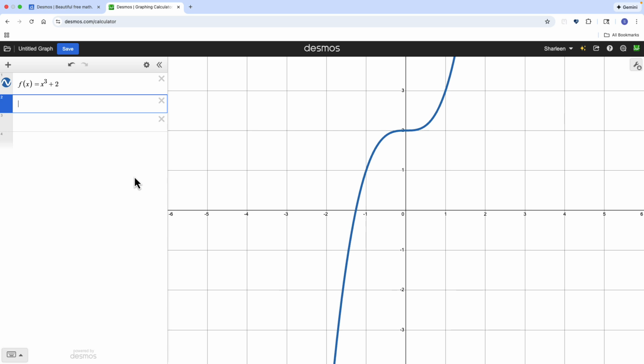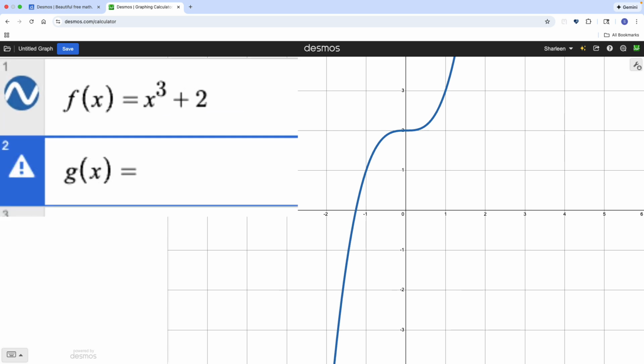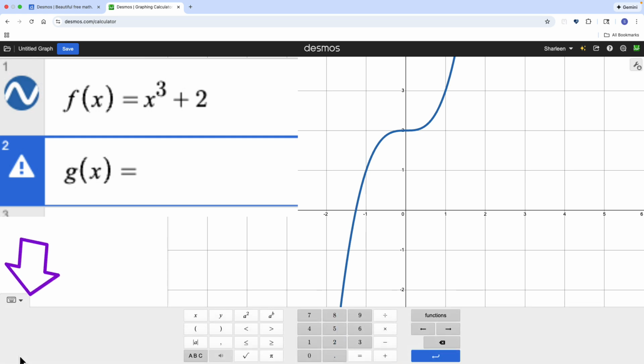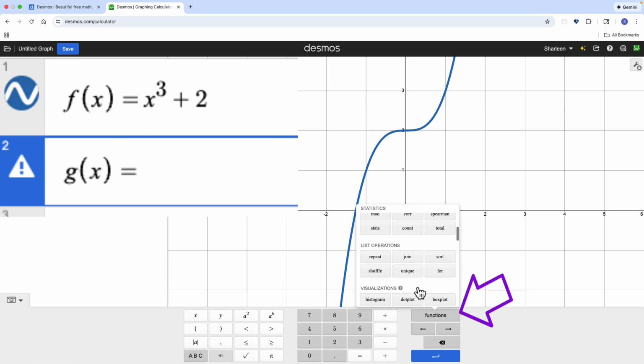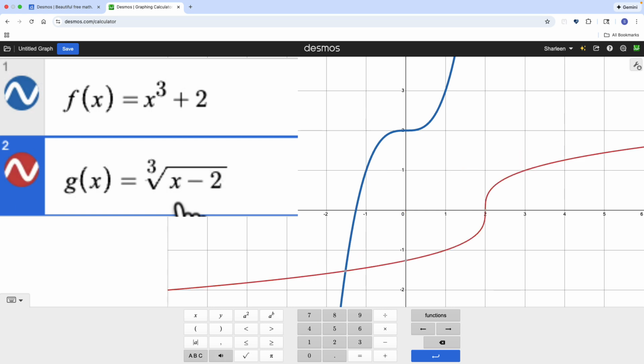Let's go over to the left-hand side and add our inverse function. Unfortunately, Desmos doesn't like me to call it f inverse of x, so I'll just call the inverse function g of x. If you need to type a cube root or any type of root into the Desmos graphing calculator, click on Show Keypad toward the lower left-hand side of the screen, and then click on Functions. Scroll down until you find the nth root. Now you'll be able to write cube root of x minus 2.